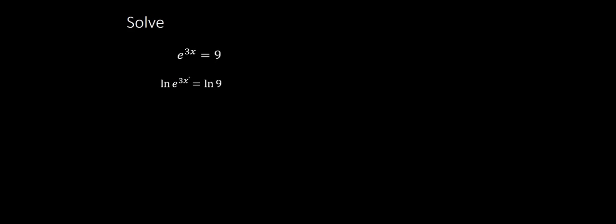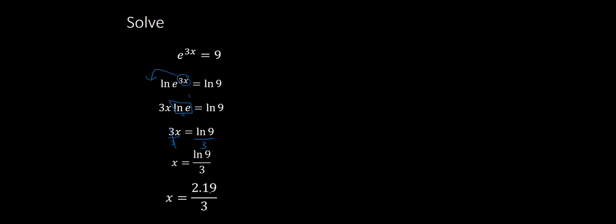And then using that third law of logarithms, I can bring this 3x out in the front, where now I have 3x times natural log of e equals natural log of 9. Natural log of e, we have a base e, and this is e, so natural log of e would just be 1, because e to the first power gives me e. So I have 3x equals natural log of 9, and then divide both sides by 3. So now I have natural log of 9 over 3. Natural log of 9 is 2.19, and then dividing by 3, I get x equaling 0.732.